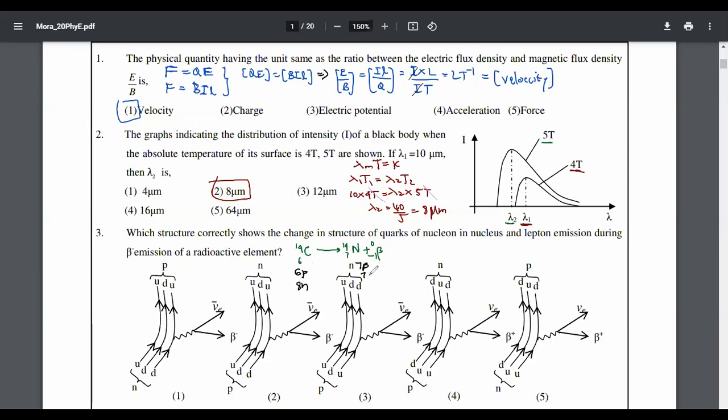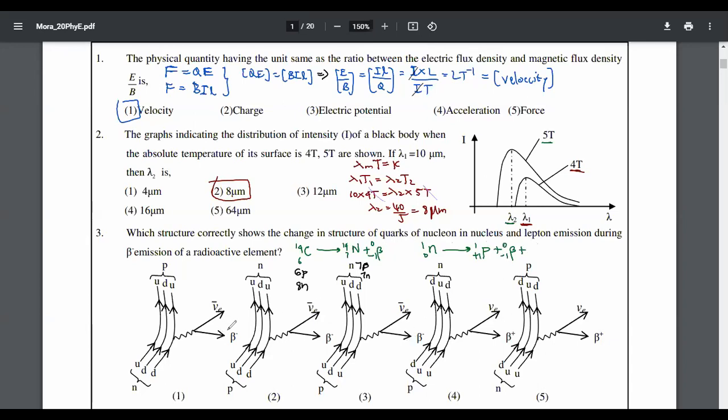So what has happened during a beta emission, people? One neutron has become a proton while beta minus is emitted. 8 neutrons have become 7 neutrons, and 6 protons have become 7 protons. So 1 proton has increased, 1 neutron has decreased. Therefore, the ultimate reaction which is taking place is one neutron, which we know is 0, 1, becoming one proton, which is plus 1, 1, with the emission of beta, and there will be another particle called the neutrino.